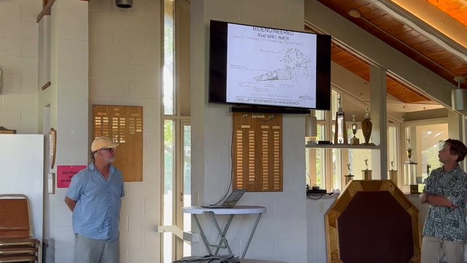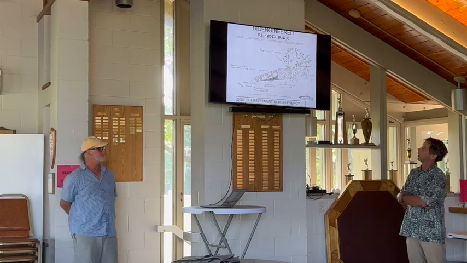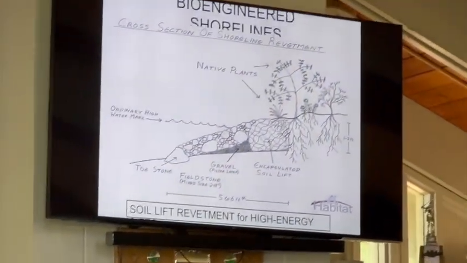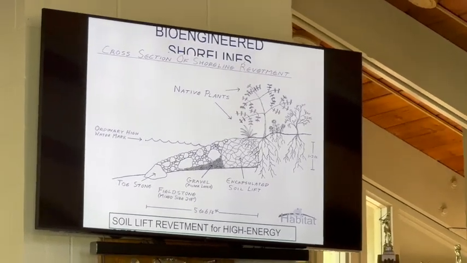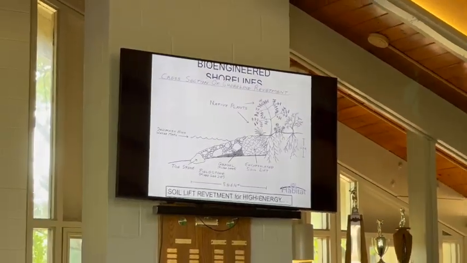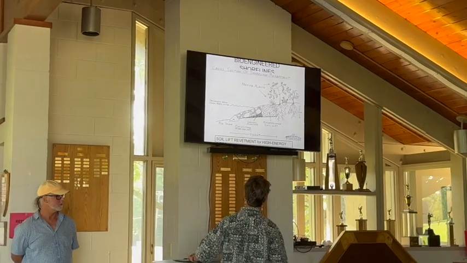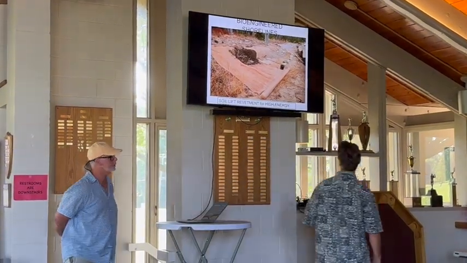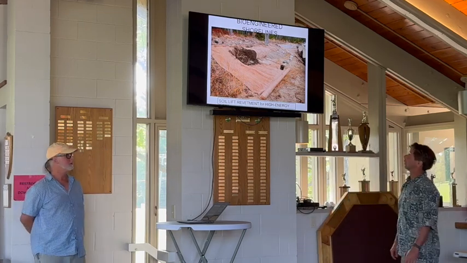And this is our alternative to the coir, which is the soil lift. And it's really essentially the same diagram. It looks just like it. The only difference is that instead of a coir log, we have an encapsulated soil lift. And this is us building our very first soil lift, actually on Douglas.